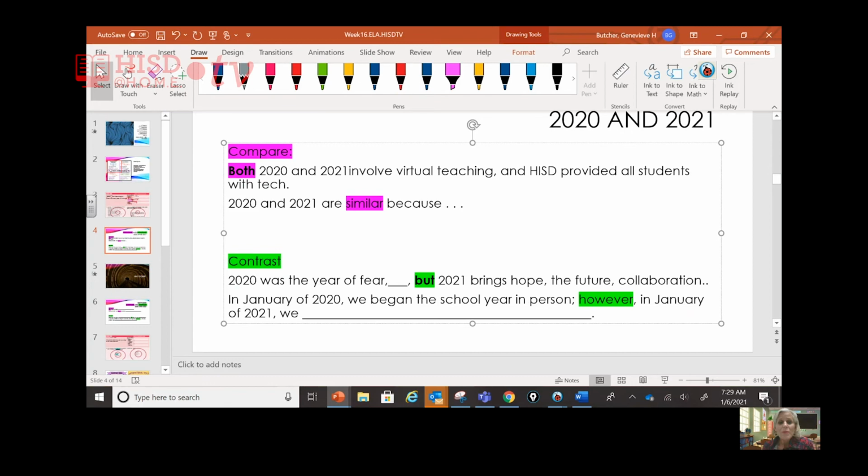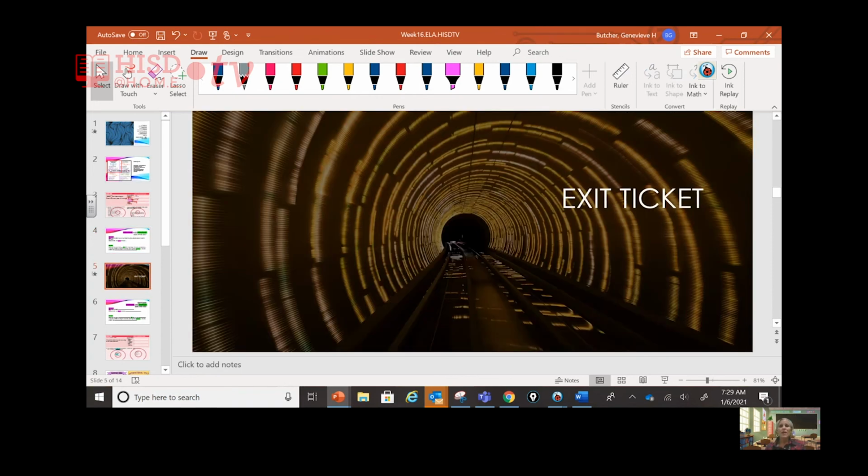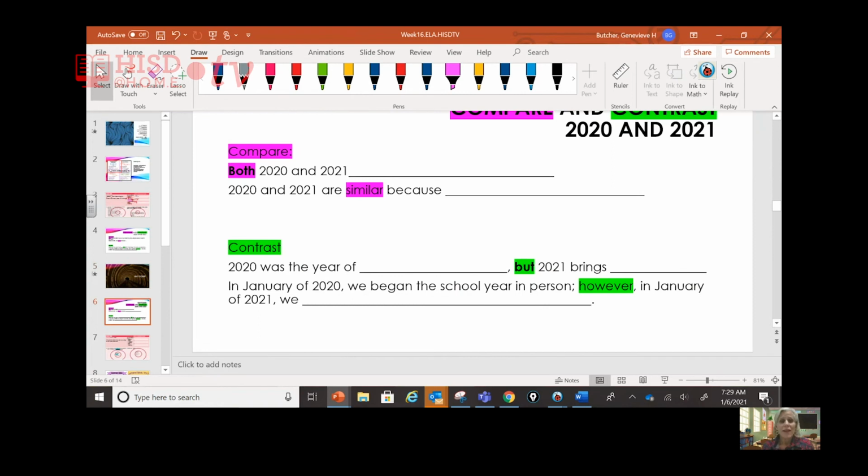In January of 2020, we began the school year in person. However, in January of 2021, how did you begin it? We began the school either virtually or face-to-face or hybrid teaching, right? Okay, so these signal words really help you set up the compare or the contrast. So for your exit ticket, what I want you to do is write down 2 more sentences, one that compares 2020 and 2021, so how they're similar using those keywords, and then also setting up one where you're contrasting the two. How are they different?